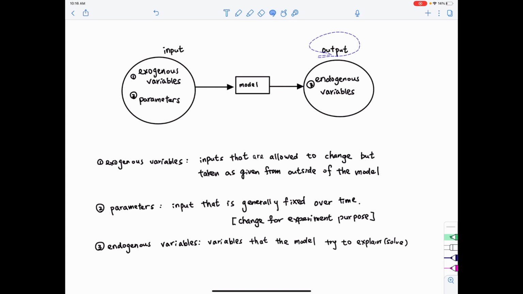If you may recall from the micro class, you may have learned the production function like this: y equals K to the power of theta times L to the power of 1 minus theta. The y is the output, K is capital, L is the labor. Then what is theta? Theta is the capital share and 1 minus theta is the labor share. Under this model, the production function, the endogenous variable is y, that is the output.